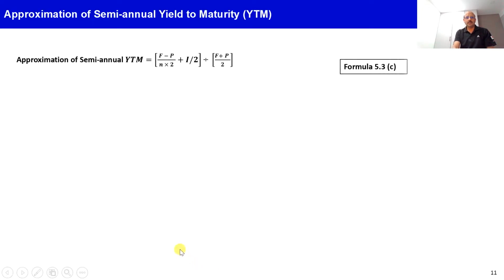Now, when we have to calculate the semi-annual yield to maturity through the quick approximation method, the concept and fundamentals remain the same, except that I, which was the annual interest amount, gets divided by 2 because of the semi-annual, and N, which was the number of years left to maturity, is multiplied by 2. That becomes the number of half yearly periods left to maturity, and the rest of the things remain the same.